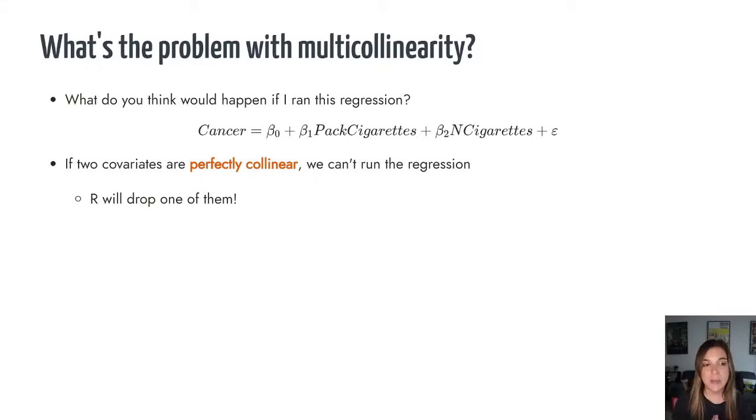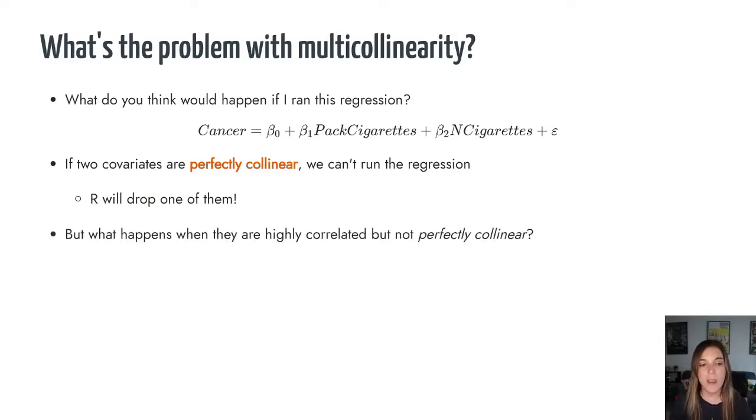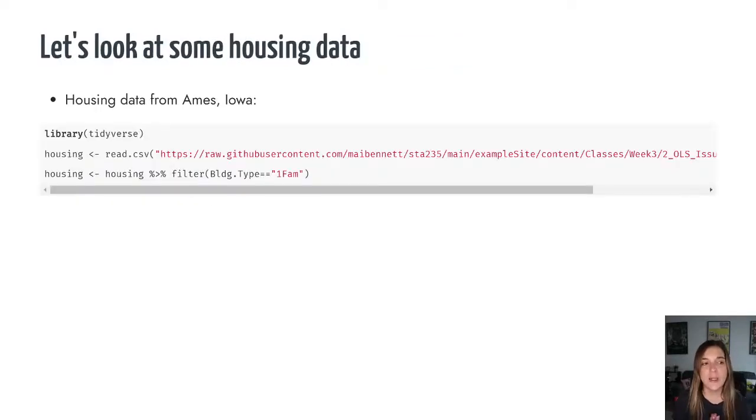In practical terms, when that happens, you can't run a regression with two perfectly collinear variables. What will happen is that R is actually going to drop one of those variables. But that is not really a big deal because, again, R knows that it can run the model like that, so it will just drop one. The problem arises when we have two covariates that are not perfectly collinear, but they are very, very highly correlated to each other. So let's look at an example.